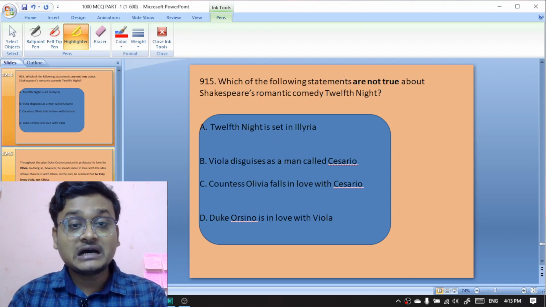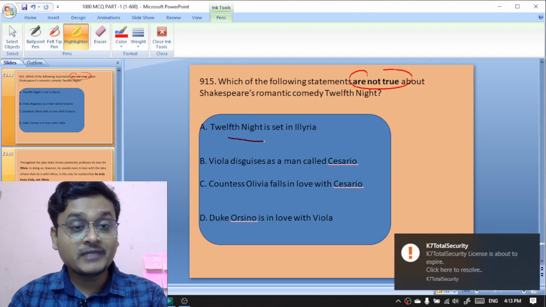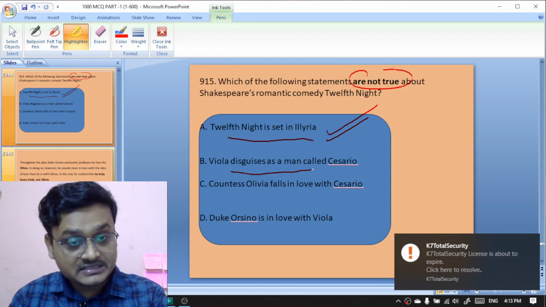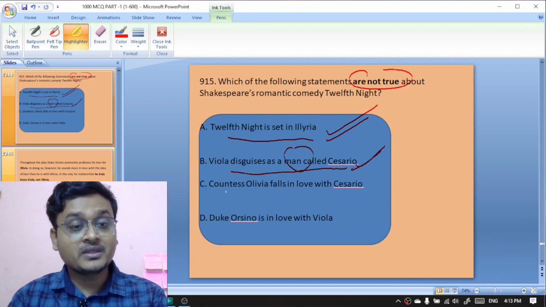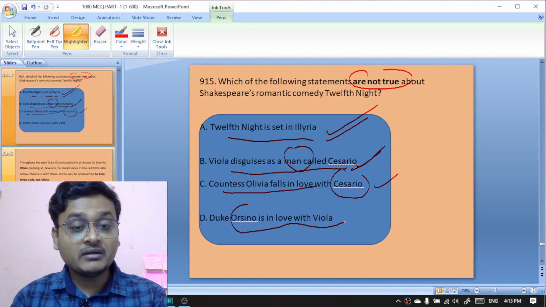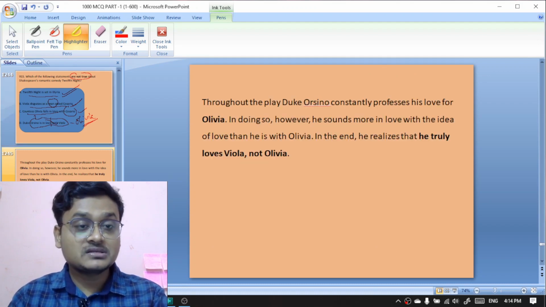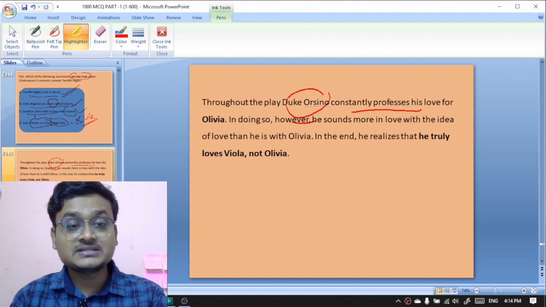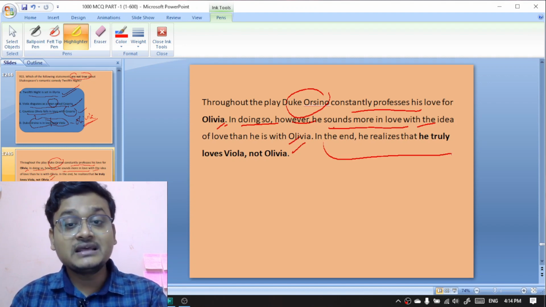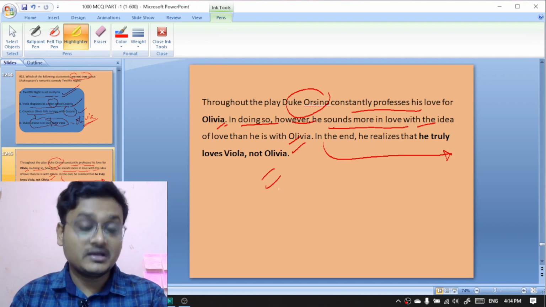Which of the following statements are not true about Twelfth Night? Twelfth Night is set in Illyria, very true. Viola disguises herself as Cesario, as a man, true. Countess Olivia falls in love with Cesario, true. Duke Orsino is in love with Viola, no. Duke Orsino is actually in love with Olivia. Let's look at this. Throughout the play, Duke Orsino constantly professes his love for Olivia. But in doing so, he sounds more in love with the idea of love than he is with Olivia. In the end, he realizes that he truly loves Viola, not Olivia.